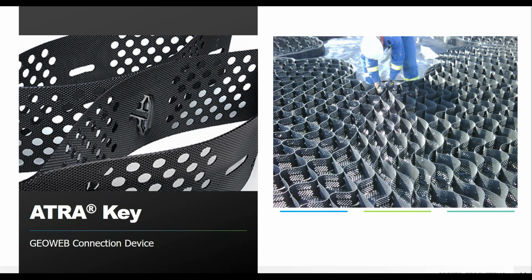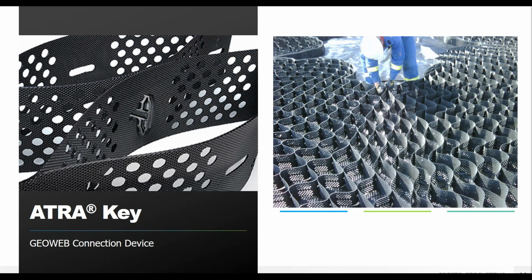So using the ATRA key, this is our patented device that connects the individual panels together to create a single web that's going to cover your entire project area. It allows for faster installation of the system, and it's going to last the lifetime of the project, ensuring that the channel is going to be fully protected and that the system won't fail under anticipated loads or flow velocities. The specific engineering values of the ATRA key are going to ensure that the system holds up over time without the corrosion seen in metal staples or the failure that you often see with cable tie systems.